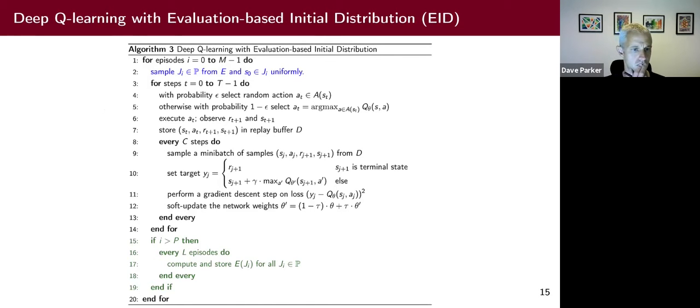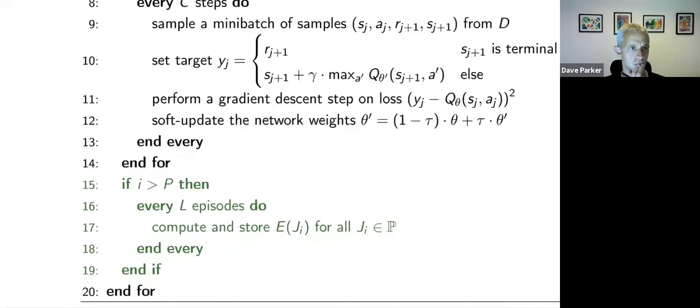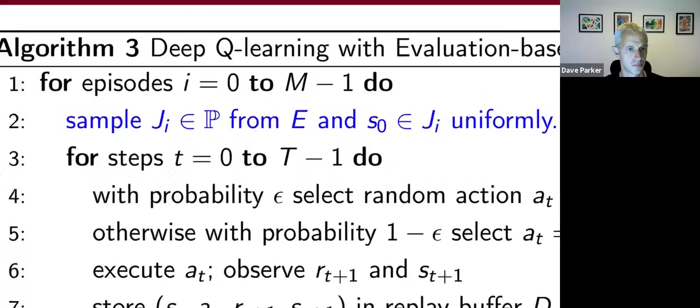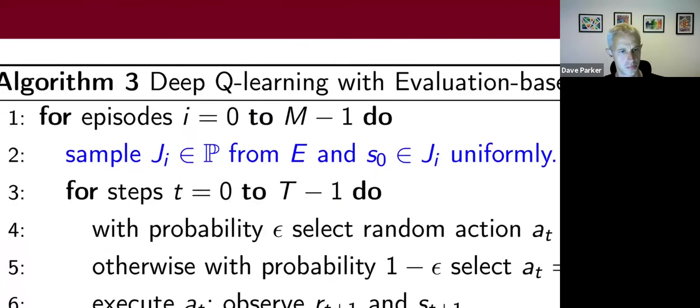Algorithmically, we first need to introduce the evaluation stage. That means after a threshold of p initial episodes of usual deep Q learning, we perform an evaluation stage every L episodes where we compute and store the evaluation value of each region. Afterwards, we sample the initial states of each training episode according to said value as just presented.